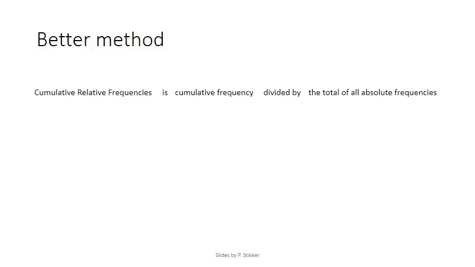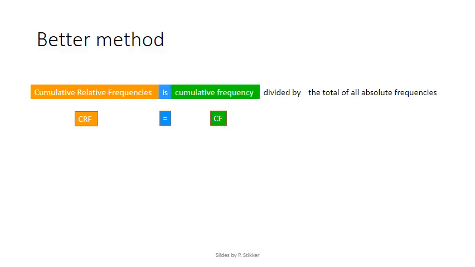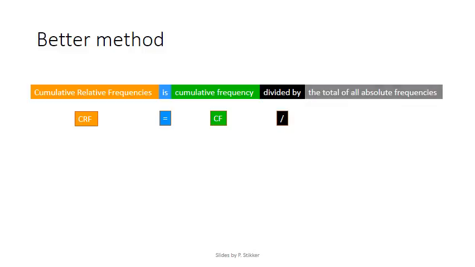So what I call the better method is defining cumulative relative frequencies as the cumulative frequency divided by the total of all absolute frequencies. So if we take cumulative relative frequencies and abbreviate that to CRF, then of course the equal sign. Cumulative frequencies we abbreviate to CF. Divided by is of course the division sign, and the total of all absolute frequencies can be replaced by N. If we compress these, we get the nice looking formula: CRF, cumulative relative frequency, equals cumulative frequency divided by N, which is the total of all absolute frequencies.